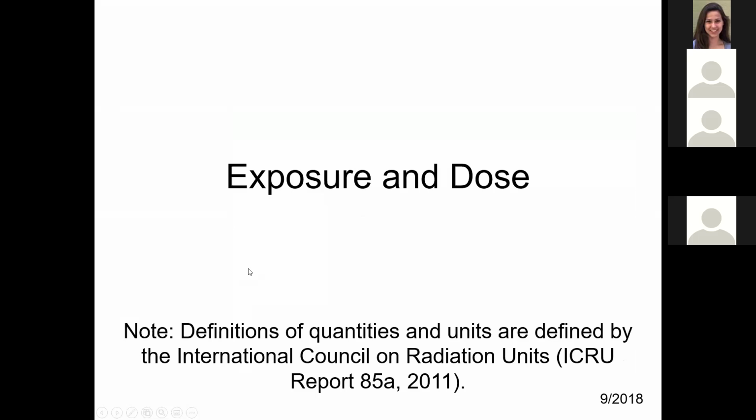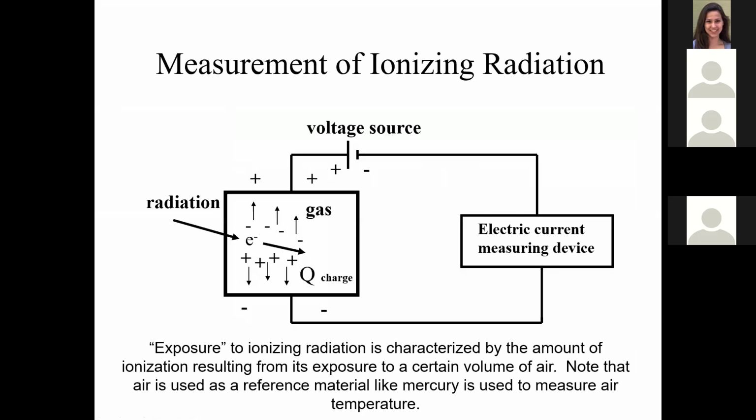All right, so the last thing we're going to talk about here is exposure and dose. So what are we talking about when we talk about exposure? Well, we're talking about the amount of ionizations that are produced in a given volume of air by that radiation. So the way you can standardly measure this is by using an ionization chamber.